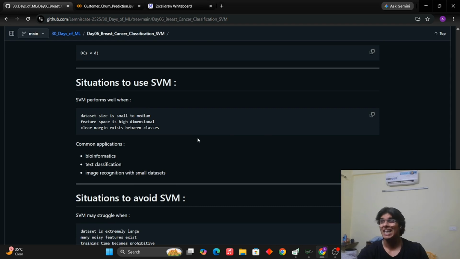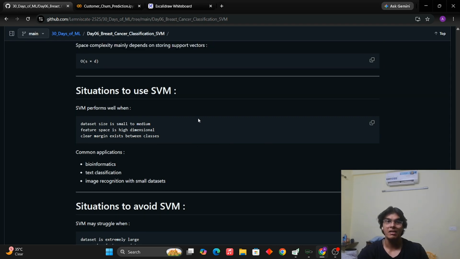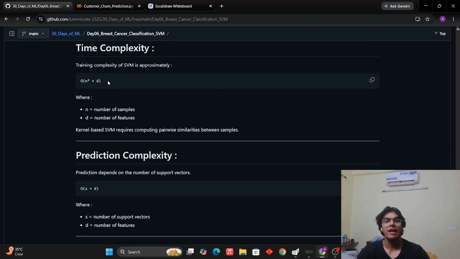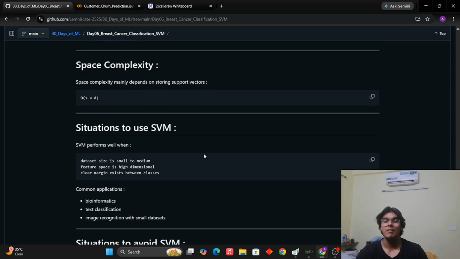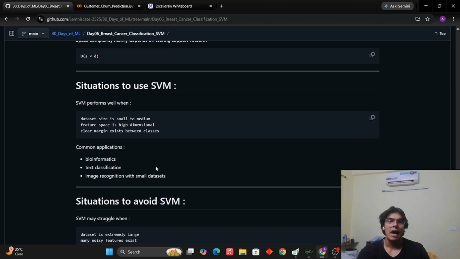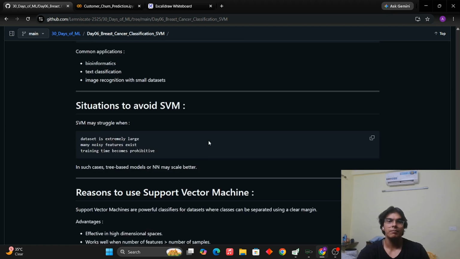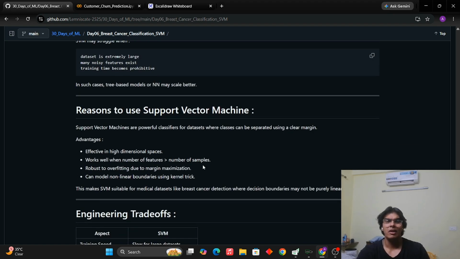These are some situations where you can use SVM. Again, like I said, when we scale to a higher data set, SVM fails because this time complexity explodes too much. So it is always better to use SVM when the data set is small to medium. For larger data sets, we will have to go towards a neural network based solution. And if the feature space is high dimensional, of course, we go for SVM because of the blessing of dimensionality. And if a clear margin exists, then it is a tailor-made problem for SVM. You can read all of this.